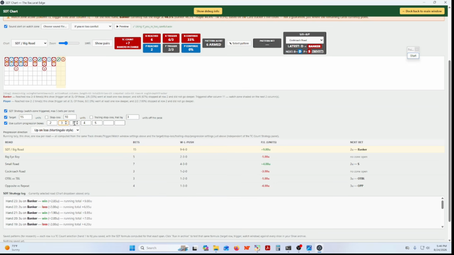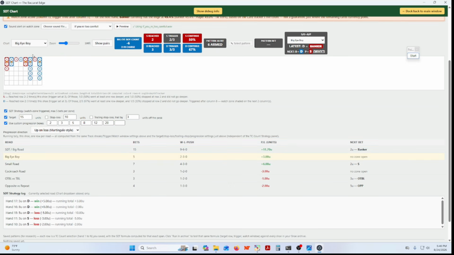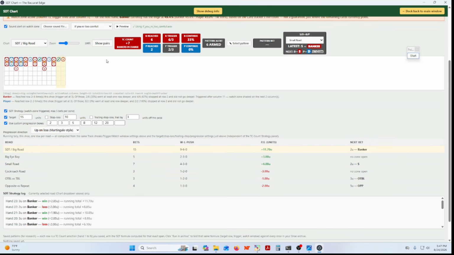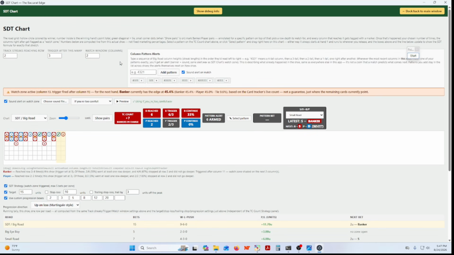Let's go 2 units. Let's go 2, 3, 5, 8, 12. Notice those numbers are going up too. 20. Big eyed boy didn't change much after that got in. That's up 11, up 3, up 6, down 3 units, down 1 unit, down 2 units. Yeah, this is more of my speed. I'm a very conservative person.